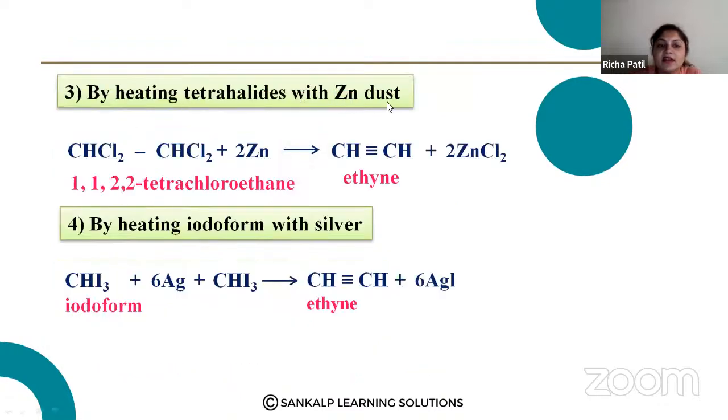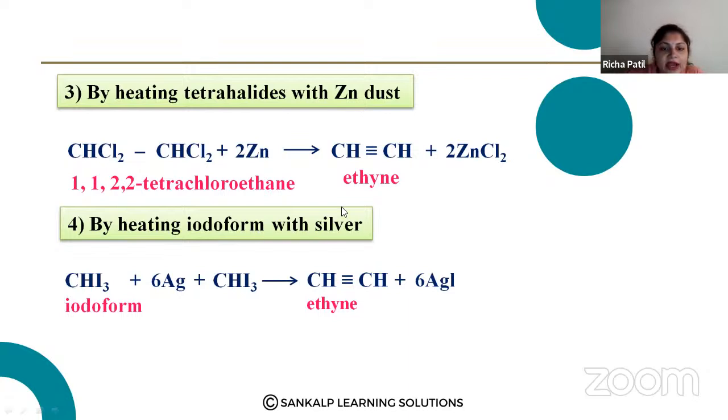Next, by treating tetrahalides with zinc dust. CHCl2, CHCl2 is 1,1,2,2-tetrachloroethane. When you treat it with zinc dust, you get ethyne and zinc chloride. So this is a preparation from which you get ethyne.